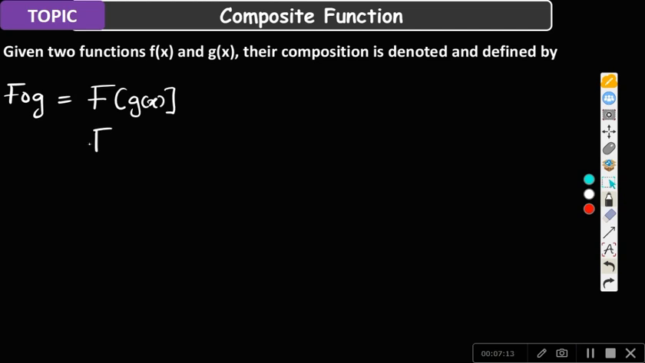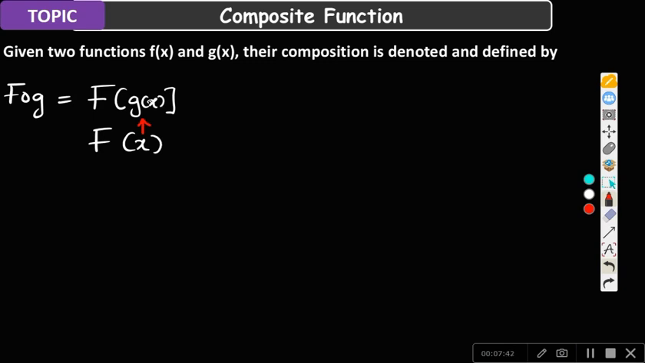It means, listen, I explained this in our last class. It means that wherever you see x in f of x, you put in the value of g of x. Wherever you see x in f of x, put in the value of g of x. Now, let me state this again. Sometimes there are things that most of us feel we've understood, but in the real sense, you don't understand it.